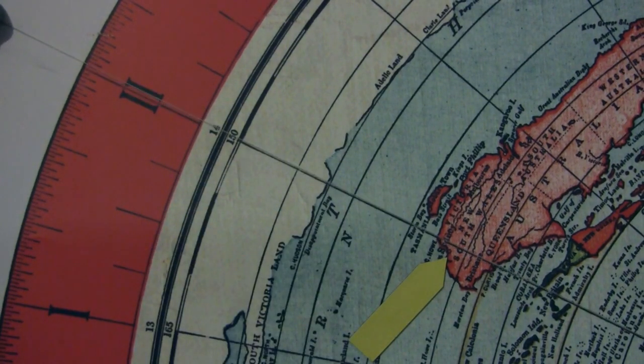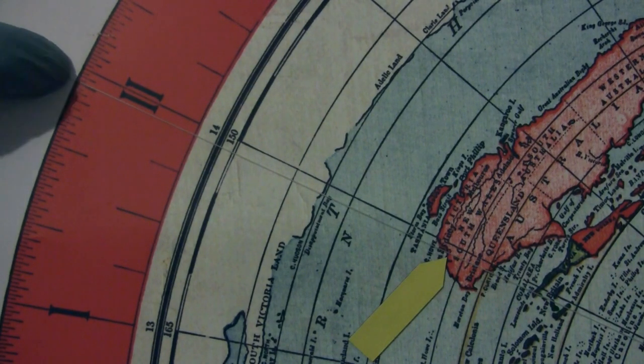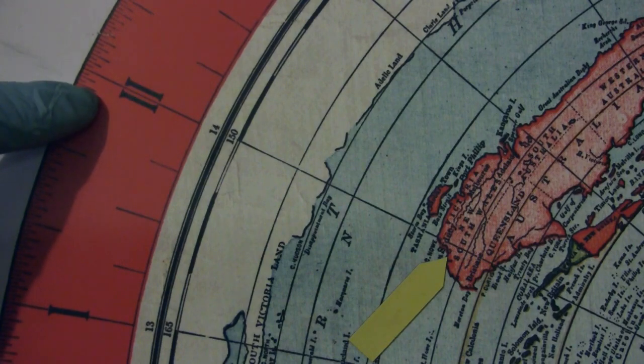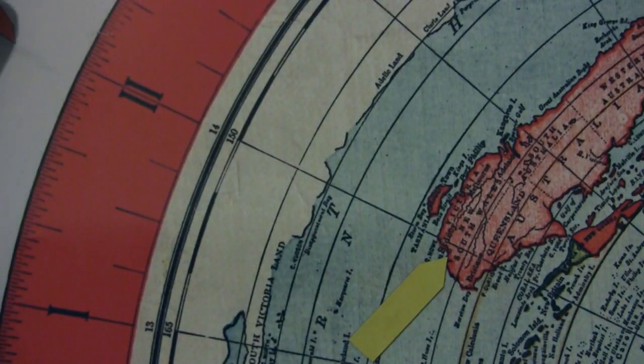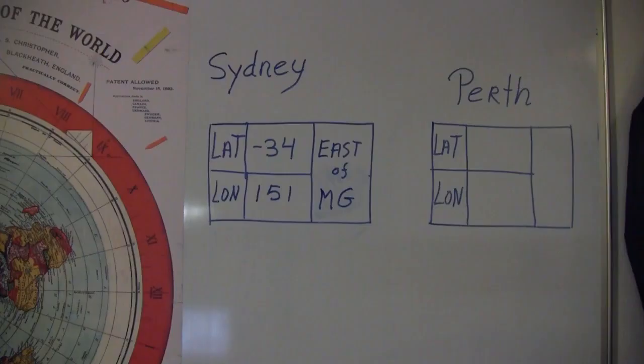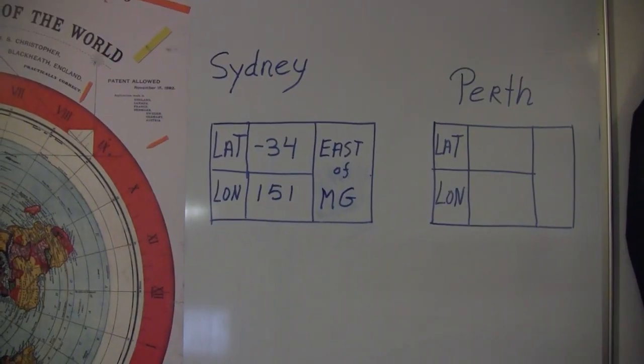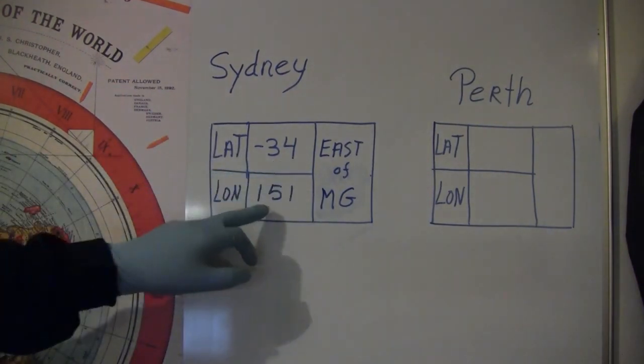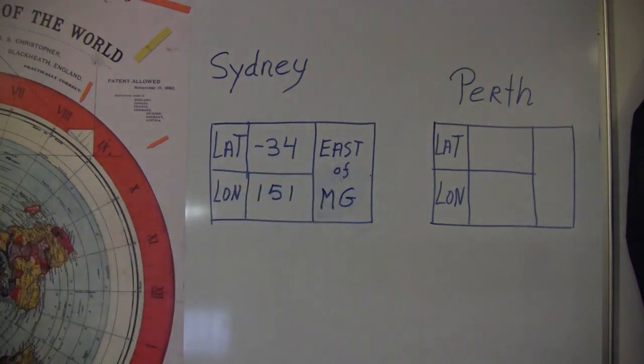On the longitude line, be sure the line is straight to the center, and then move the string until you reach Sydney. And you can read the degree on the circle. It's 150 plus 1 degree. So I'll place a marker. So now we have the coordinates for our first location, Sydney. The latitude is -34, longitude 151 east of Greenwich.